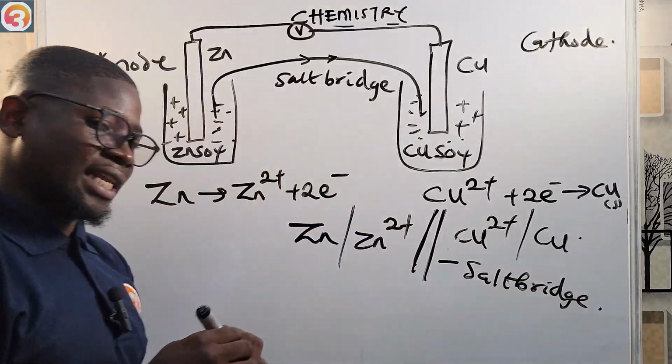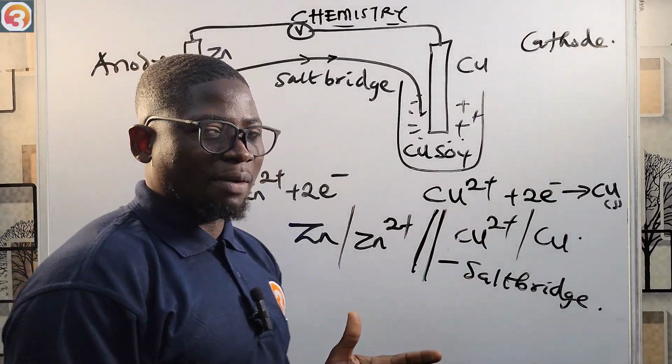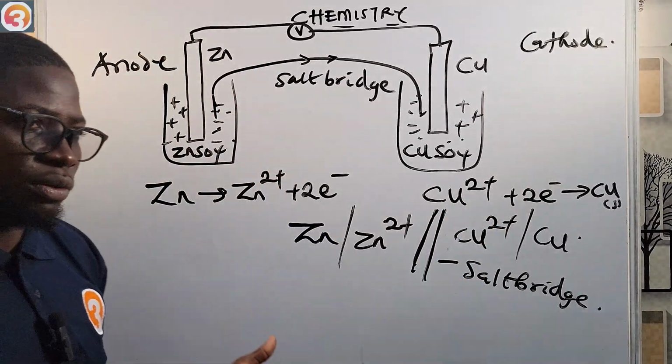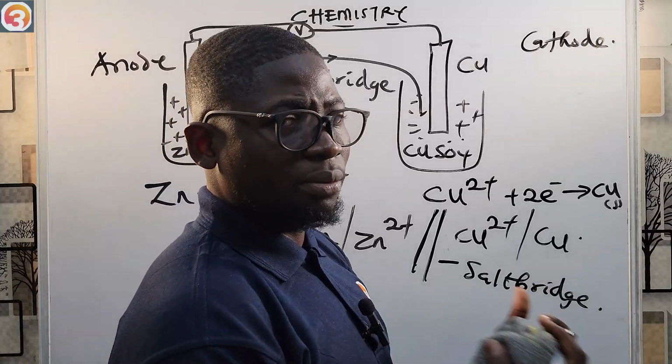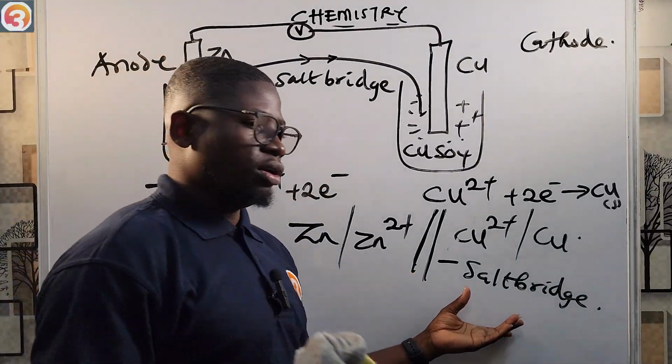And I remember very well that I told you that to make a salt bridge is just to soak a filter paper in sodium chloride or potassium chloride or even potassium nitrate or sodium nitrate. So that's how we can make your salt bridge.